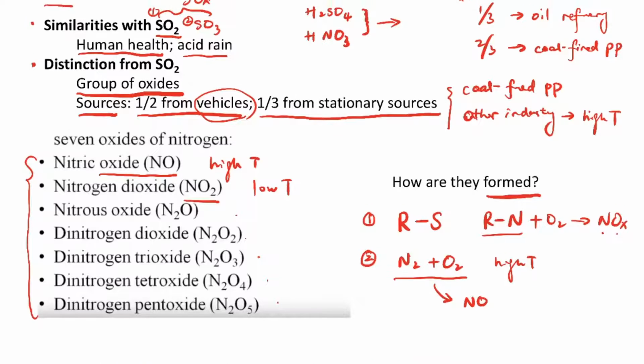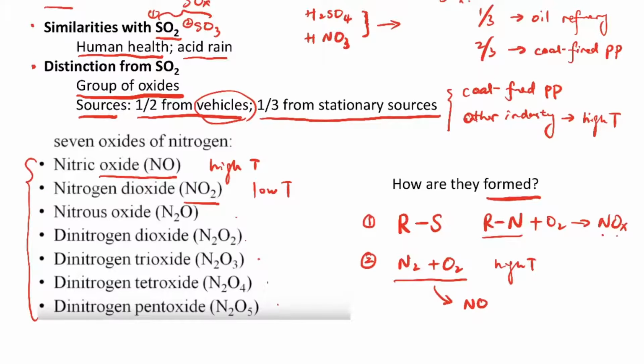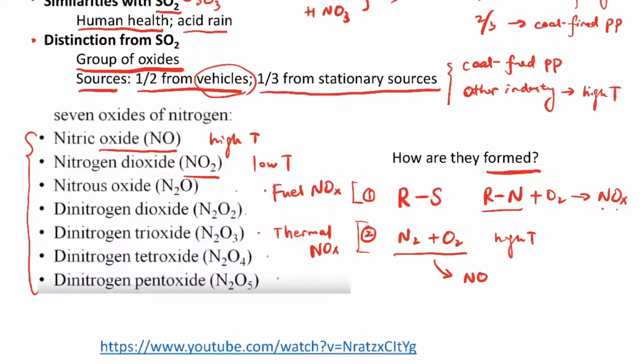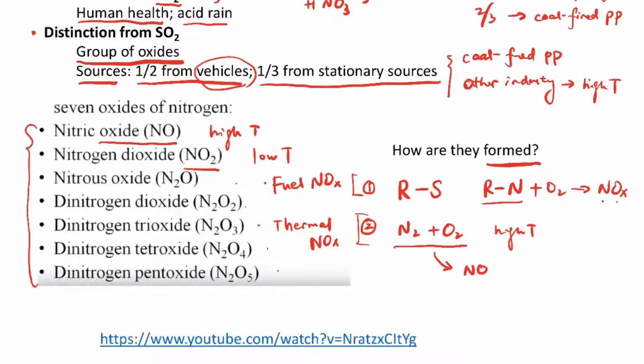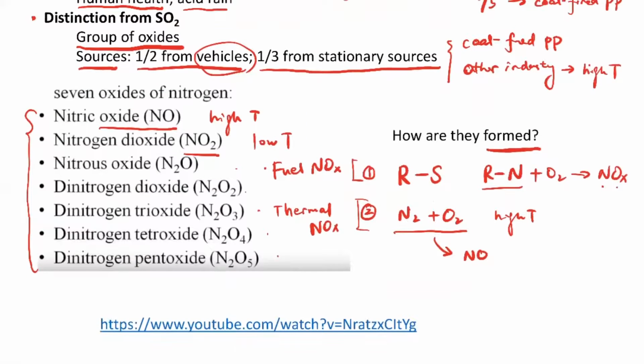That's why we call this part of the NOx formation the thermal NOx. And this part of the nitrogen oxides, we call the fuel NOx. So the thermal NOx and fuel NOx are the two most important mechanisms to form nitrogen oxides, and that is an important source of the nitrogen oxides in the ambient air. So let's talk about them one by one.